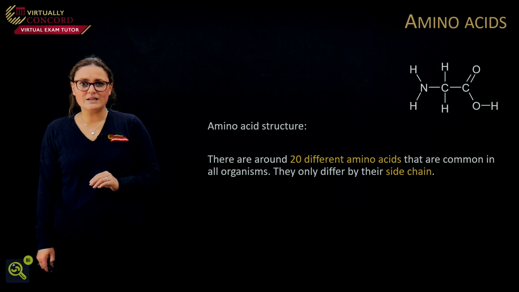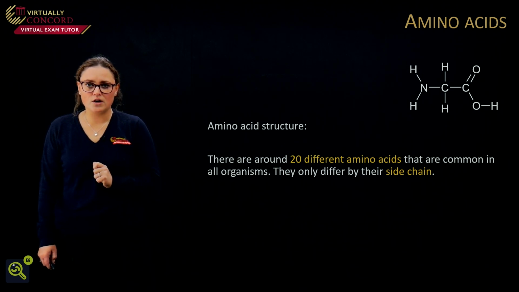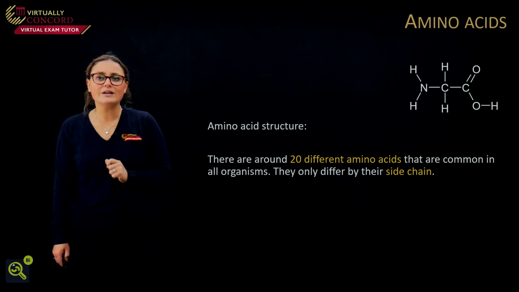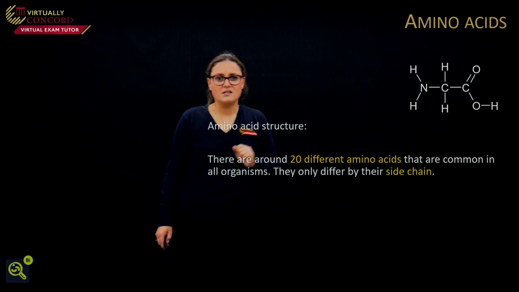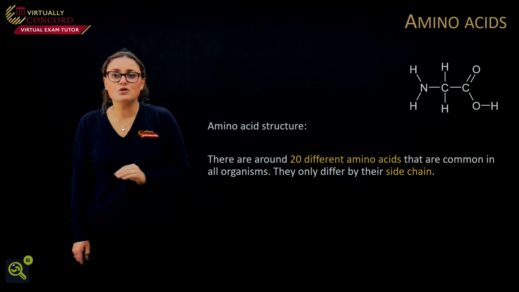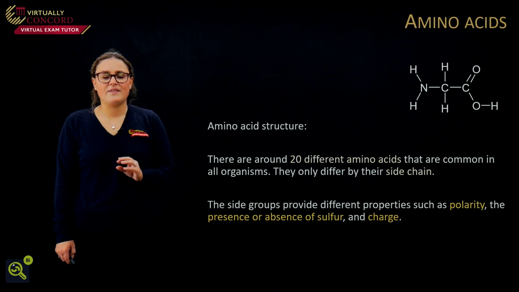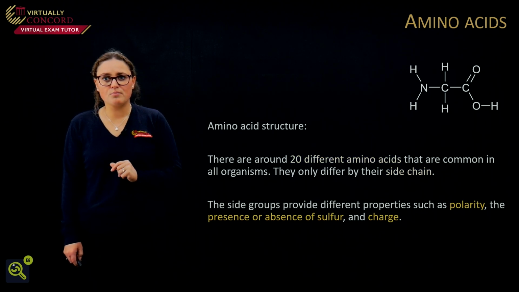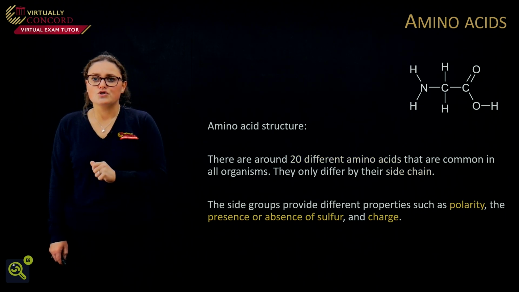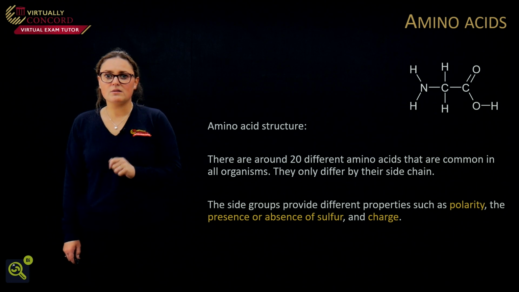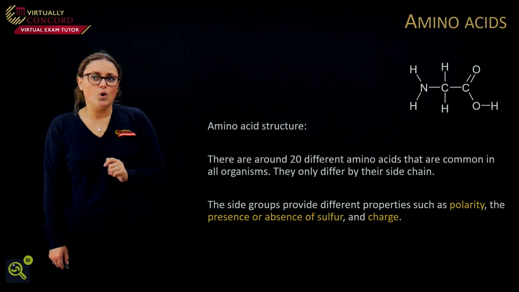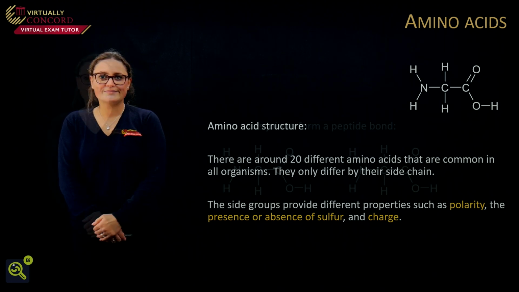In general, there are 20 different amino acids that are common across all organisms, and they only differ by that side chain or R group. Now, you don't need to know the structure of any of these amino acids. You just need to know that the R group is what determines the properties of the amino acid. So this could be polarity, it could be the presence or absence of sulfur, or something like charge.